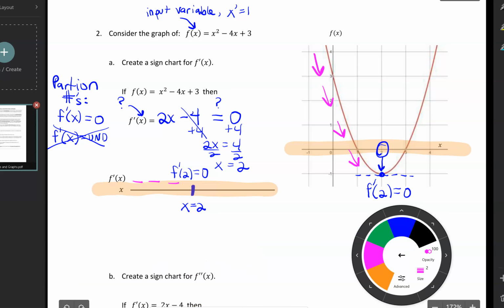Pick any number there. You want to pick 3? Doesn't matter. Let's pick x equals 3. And I'm going to put 3 into the derivative because this is a sign chart of the derivative. So I go to my derivative rule. The derivative rule says 2 times the input minus 4.